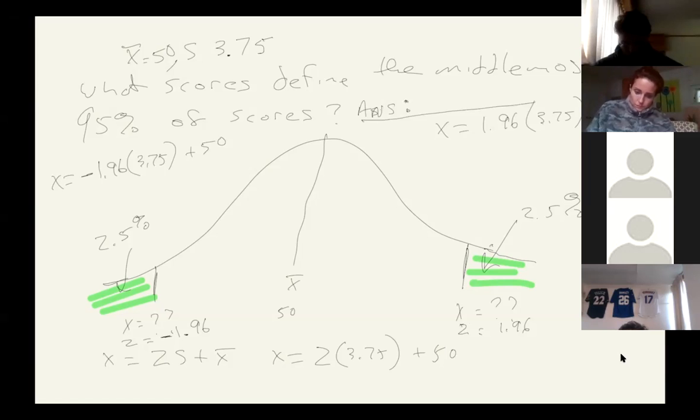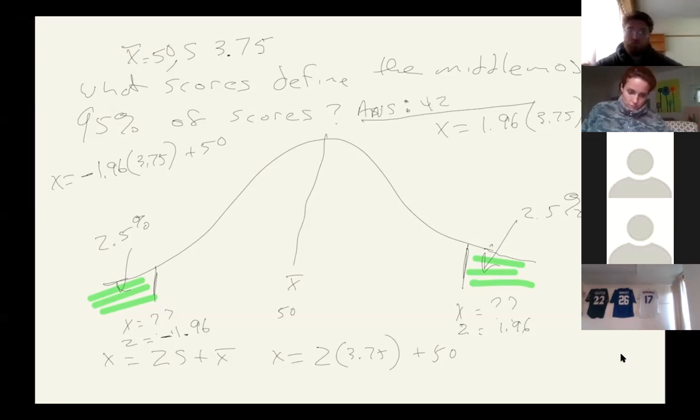All right, that should be enough time. Isaac, I think I saw you looking like you finished. What did you get for the bottom number? The bottom number, I got 42.65. So did I. And what did you get for the top number? 57.35. Same. Okay.